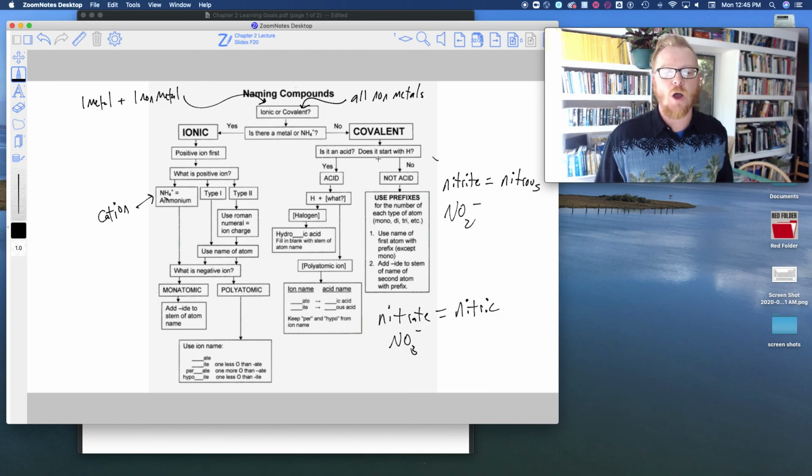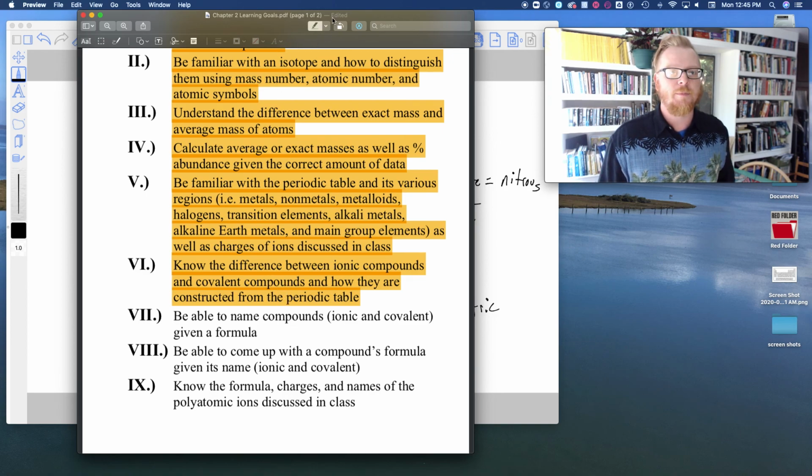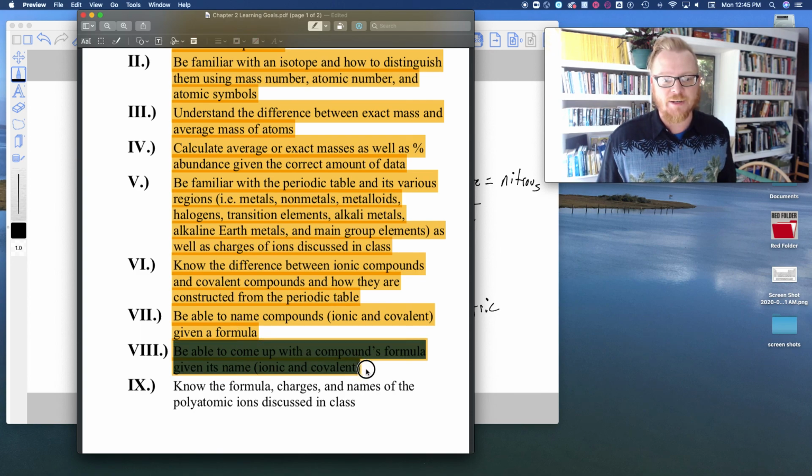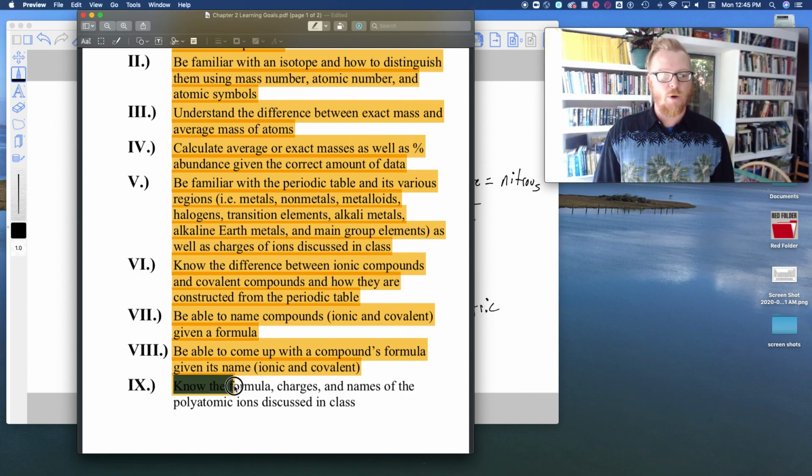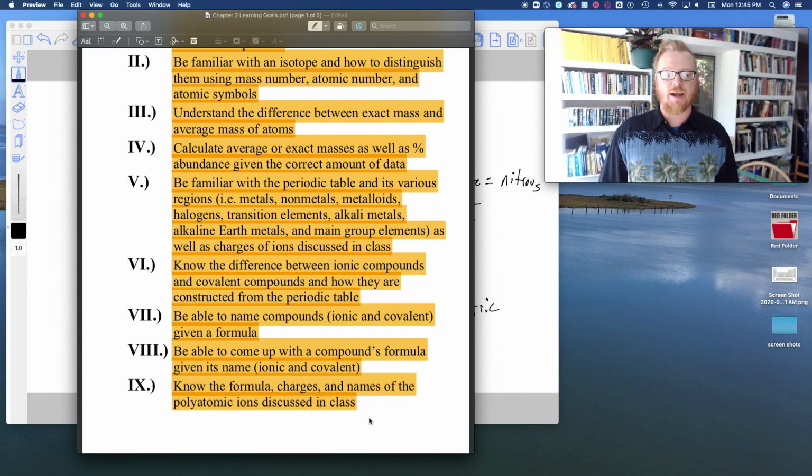Now I'm going to wrap it up here. Be able to name compounds, ionic and covalent, given a formula. So if you were given a formula, come up with a name. Also, if you were given it the other way around, given a name, be able to come up with its formula. So go back and forth either way. Know the formulas, charges, and names of polyatomic ions discussed in class.